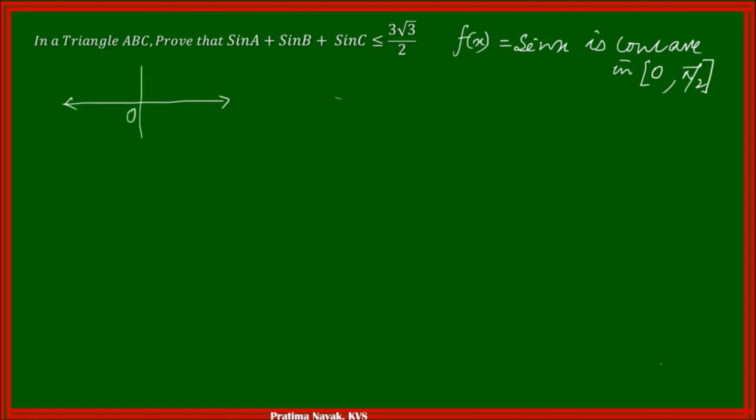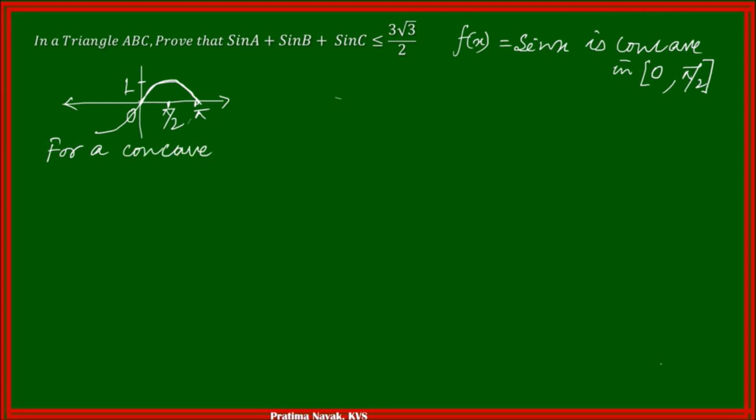This is 0. This is your pi by 2. And the graph goes like this. From 0 to pi, it is your concave function, concave downward. So I can apply this Jensen inequality. What is it? For a concave function, I'm taking only concave, not writing convex function.